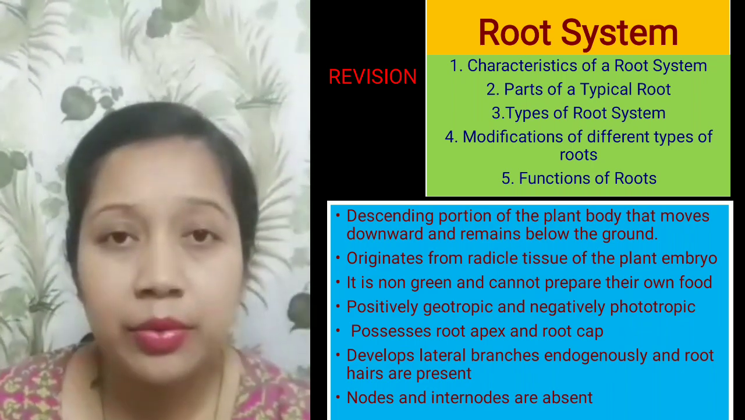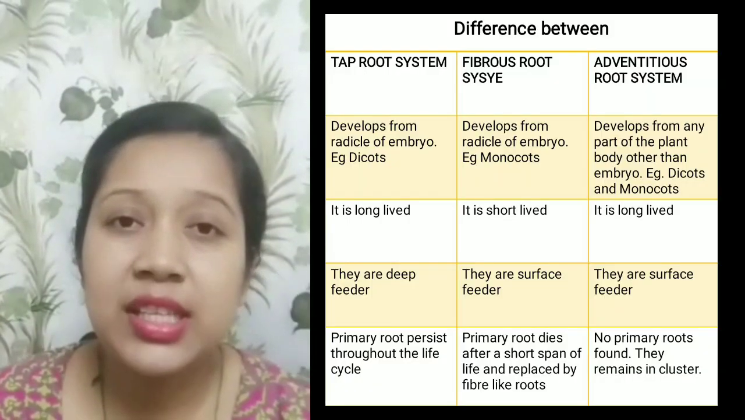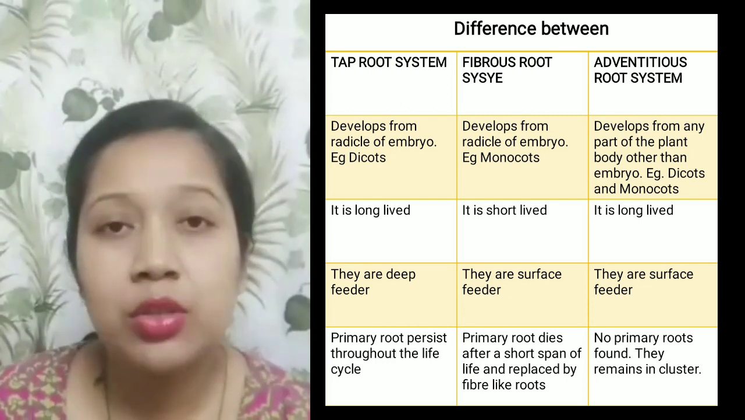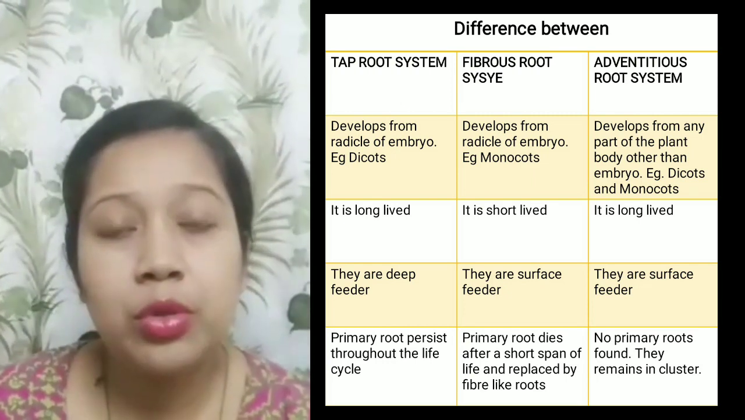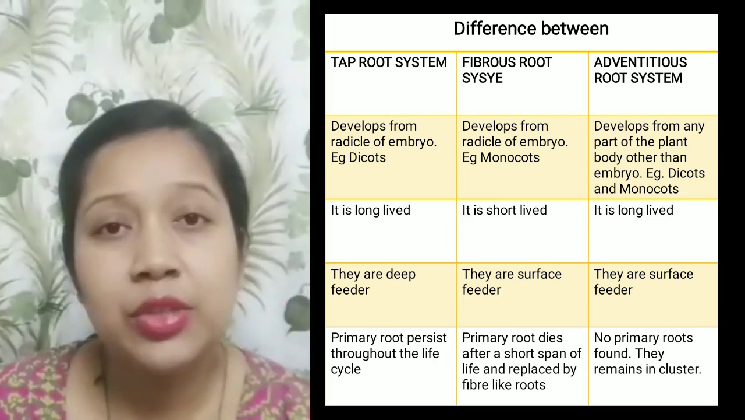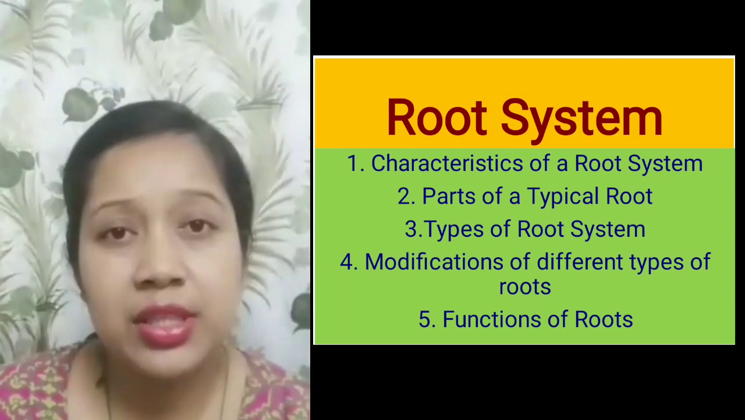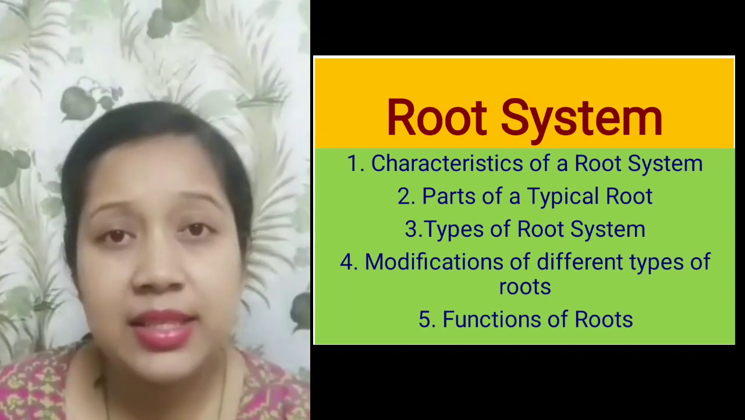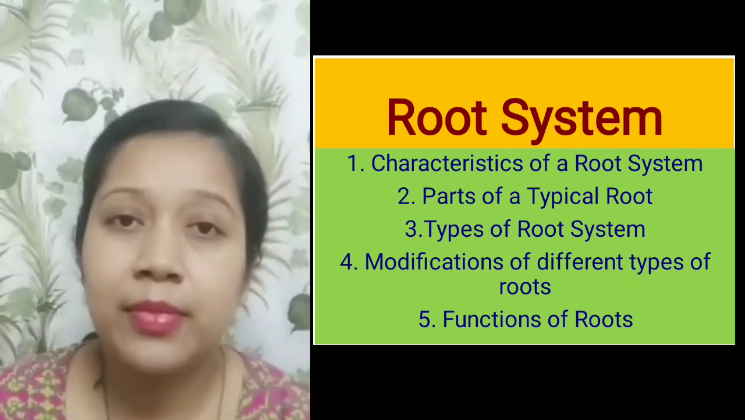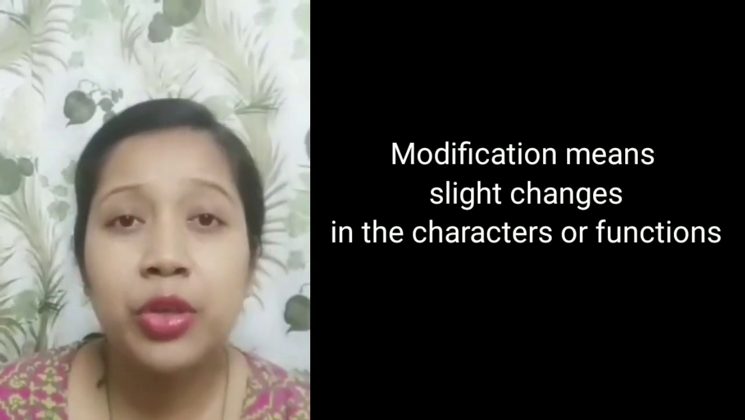Then we went on to study the types of roots. The types of roots include the taproot, fibrous roots and the adventitious root. So after going through such features of the root system, in today's class we are going to discuss the different modifications that the roots of some plants possess. But before that, let's try to understand what the term modification means.